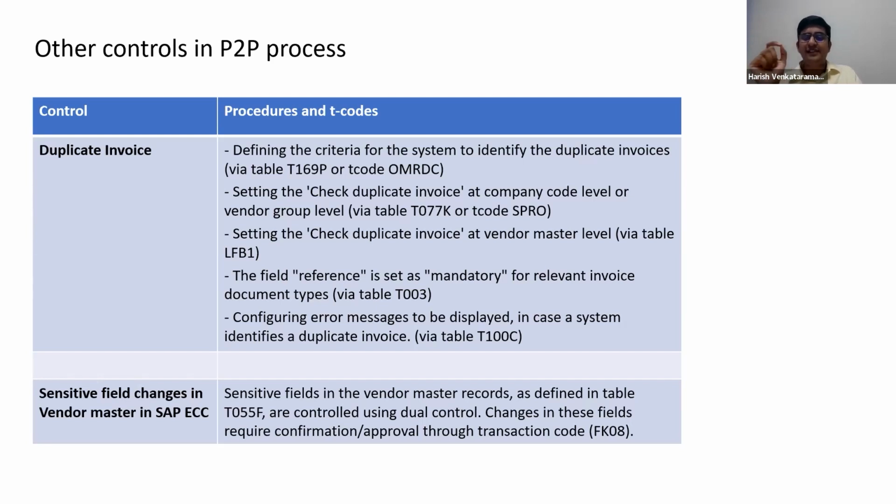And whenever a change occurs to that configured sensitive field, it will always trigger an approval. A dual control has to be in place that will enforce and ensure that the transactions are indeed accurate and nothing is inappropriate, right? So this happens through FK08 or FK05 also, and these configurations are stored. What is a sensitive field, right? That configuration is stored in the table T055F. So these are some high-level controls and their related transaction codes that are commonly used, right?